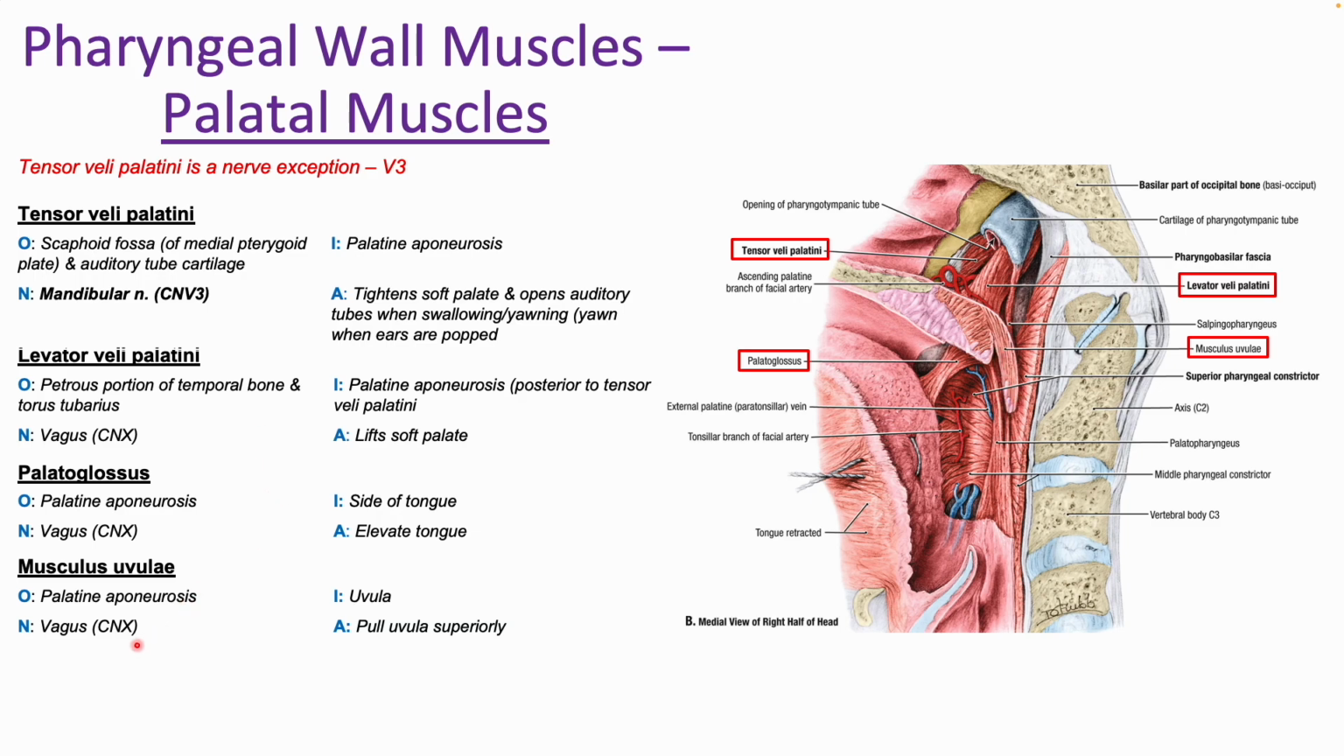And so, again, we're going to see vagus innervation to just about everything, except we have one more exception here. So there's 2 overall exceptions. The first one we saw with the stylopharyngeus, the second one we see with the tensor veli palatini. And it's going to be innervated by cranial nerve V3, the mandibular nerve off the trigeminal. And we should remember from the video we learned there was a little branch that goes to the tensor veli palatini.